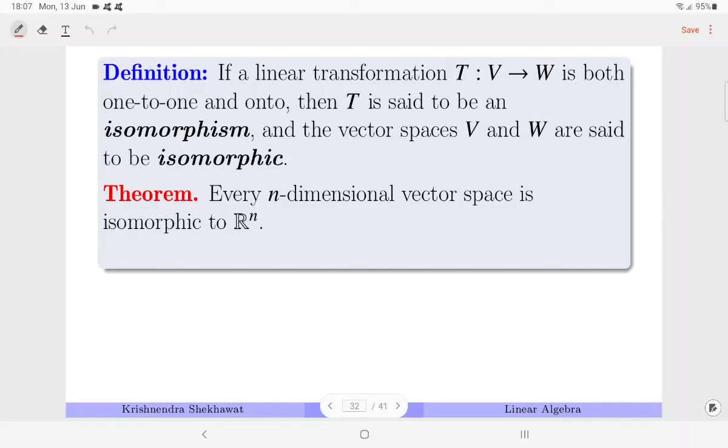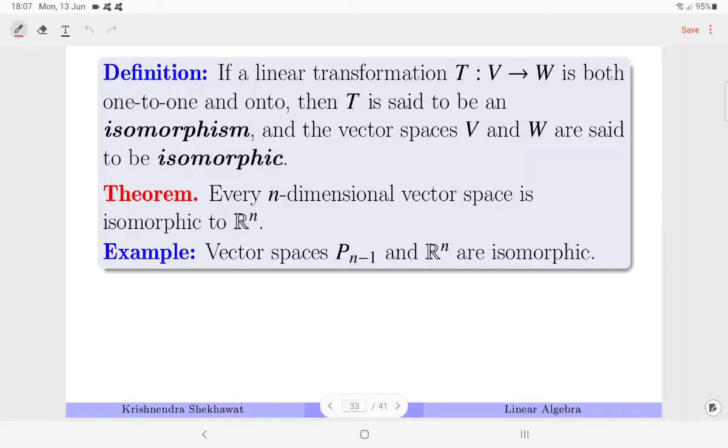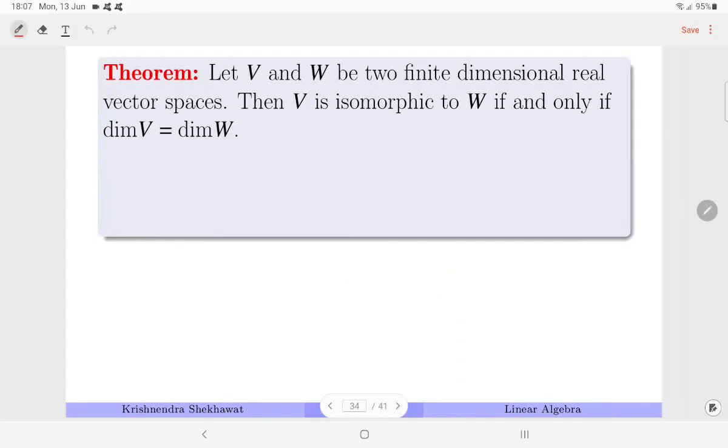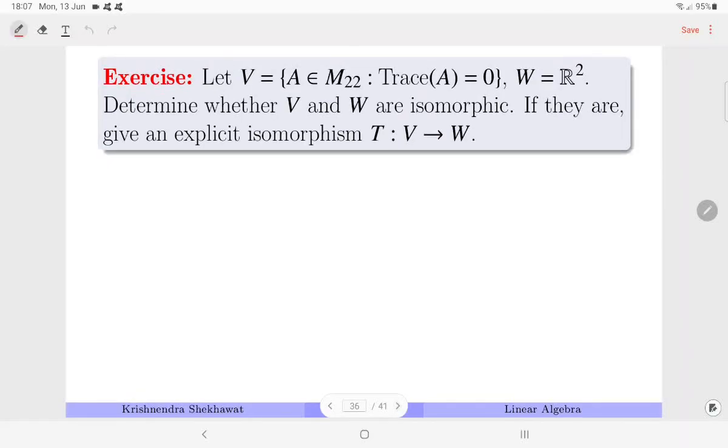Every n-dimensional vector space is isomorphic to Rn, which means that Rn and Pn minus 1, which both have dimension n, are isomorphic. And it's better to say that if I have to check whether V and W are isomorphic, I have to check that their dimensions are equal. So V and W are isomorphic if and only if dimension V is equal to dimension W.